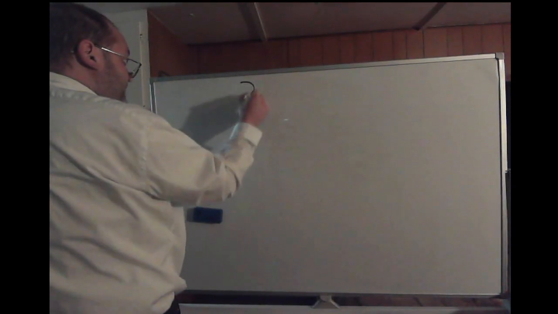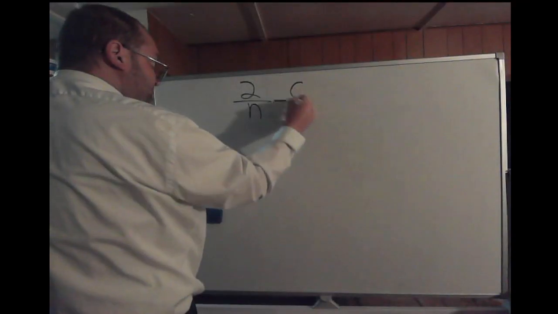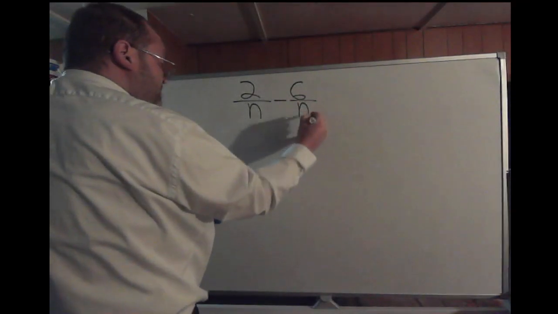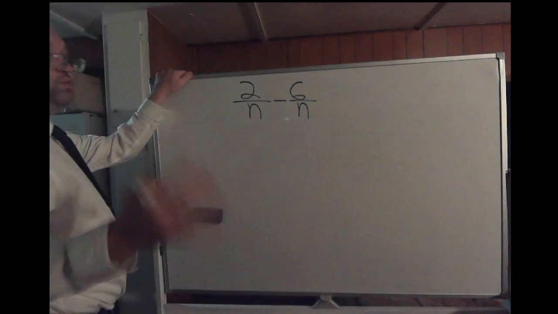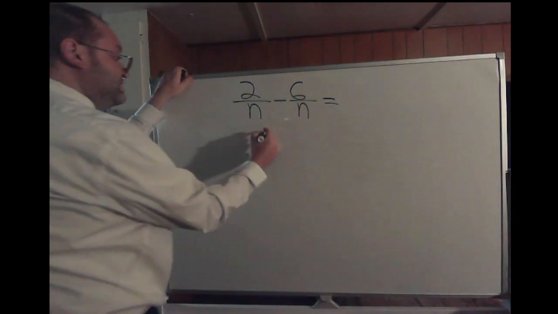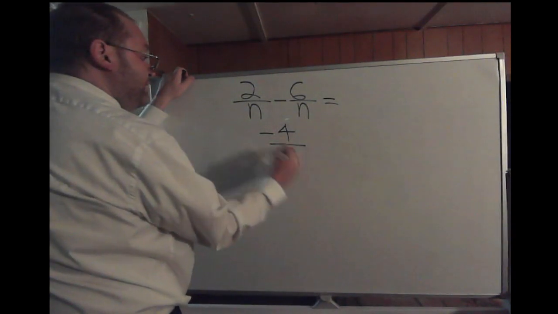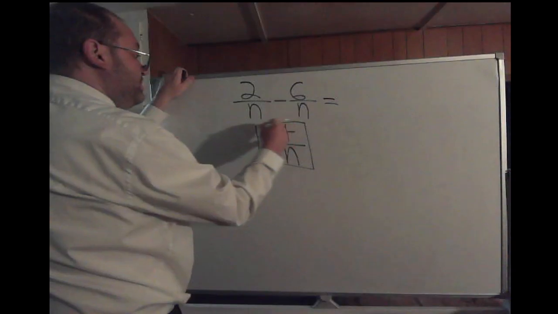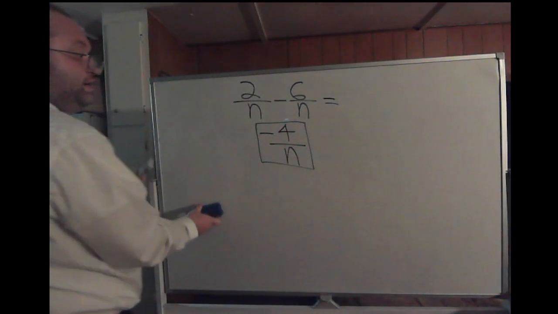Alright. Let's see. Now we have 2 over n minus 6 over n. Well, they both still have the same common denominator, so we can go ahead and proceed with the subtraction. 2 minus 6, that's negative 4 all over n. And that's as much as we can do with it. We can't simplify this any further. You end up getting negative 4 over n.